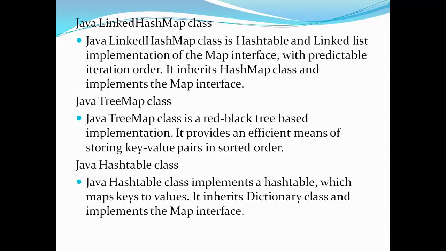What is the Java TreeMap class? The Java TreeMap class provides an efficient means of storing key-value pairs in sorted order. TreeMap means the elements are stored in sorted order, that is, ascending or increasing order. Java Hashtable class implements a hash table which maps keys to values. It inherits the Dictionary class and implements the Map interface.